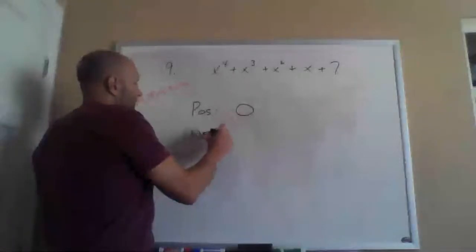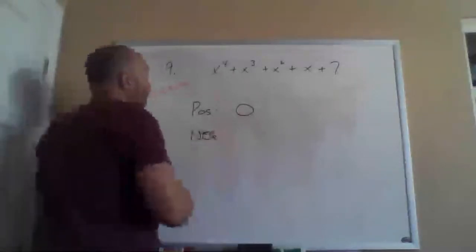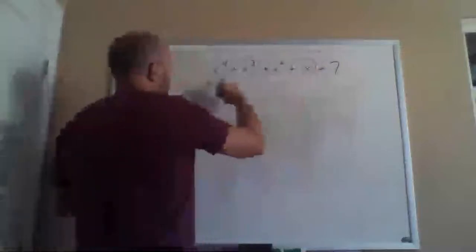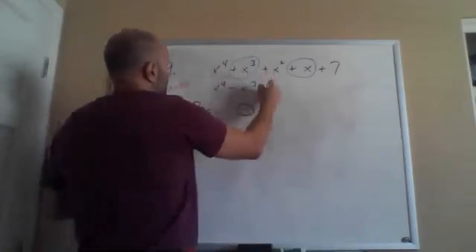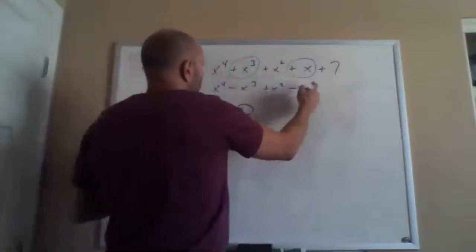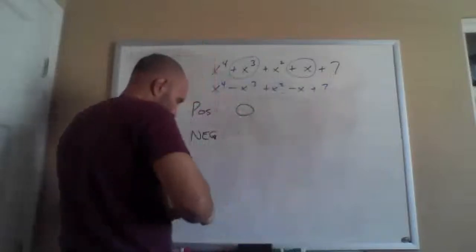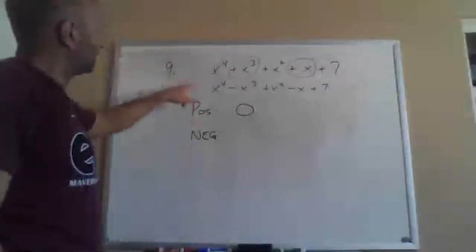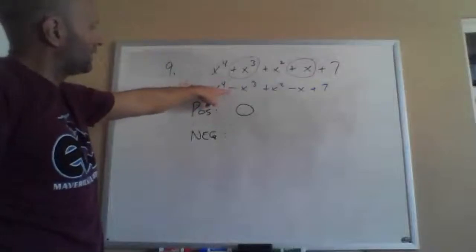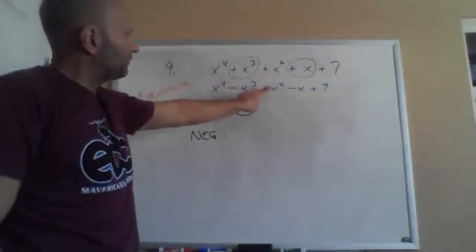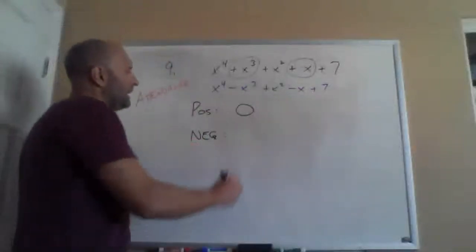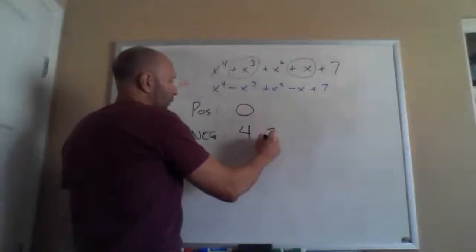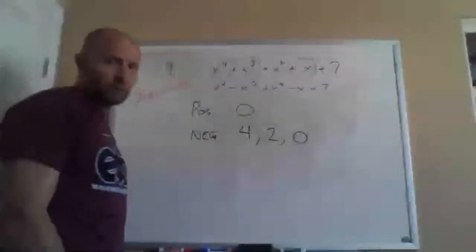For negative, I'm only going to change the terms that have an odd exponent. So just these two guys. So x to the 4 stays the same. This one becomes a minus. This guy stays the same. This becomes a minus. That guy stays the same. So now if I count the sign changes here, I start with positive. It goes to negative. That's 1. Back to positive, 2. Back to negative, 3. Back to positive, 4. So for the negative roots, there's either 4 or 2 or 0.